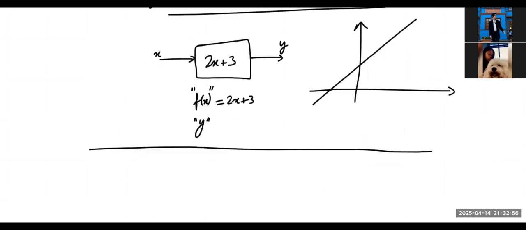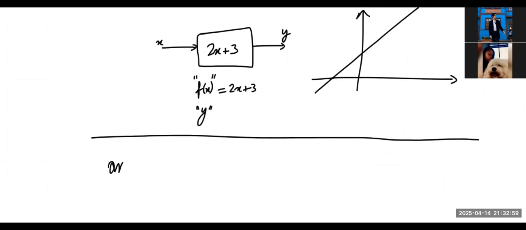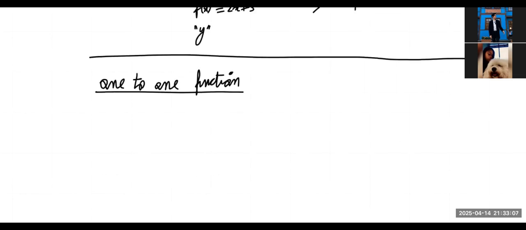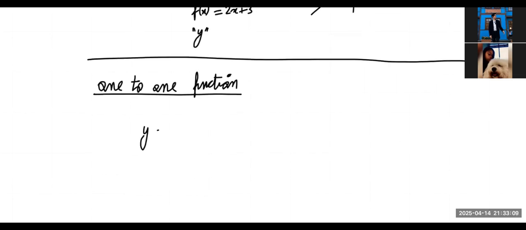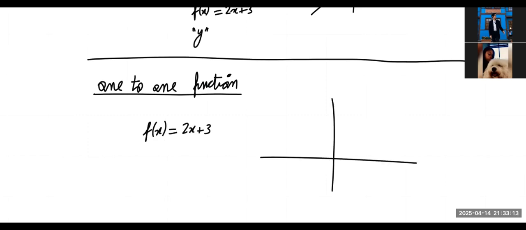You already know that. What is a one-to-one function? There are three kinds of situations you can deal with. The first is a one-to-one function. For example, this guy. Why is he a one-to-one function? Because for every single x value, there is one individual y value.